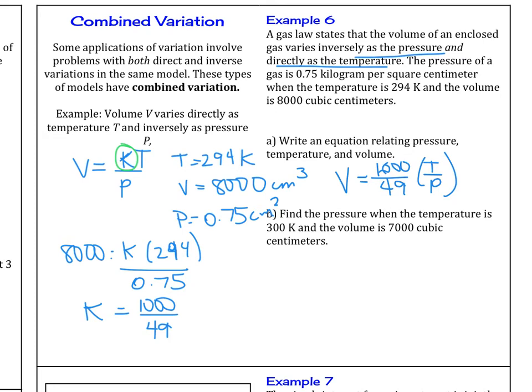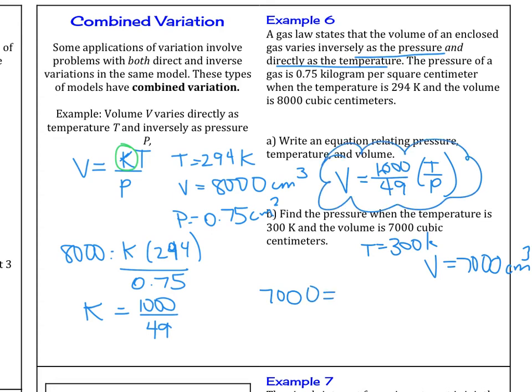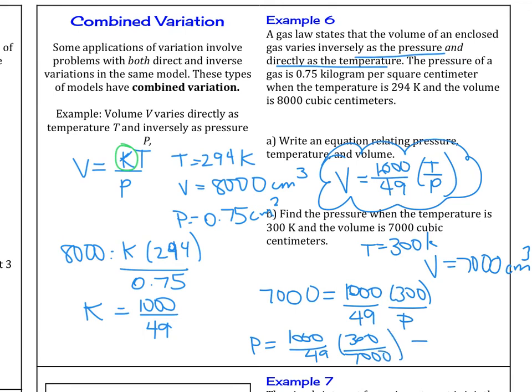So we're going to find the pressure when the temperature is 300 Kelvin and the volume equals 7,000 cubic centimeters. So we'll plug it in. We have 7,000, this is our formula, equals 1,000 over 49 times 300 over P. So to solve for P, I'm going to multiply P to both sides, then divide by 7,000. So it would be P equals 1,000 over 49 times 300 over 7,000. And you would plug that in, the pressure is going to be approximately 0.87 kilogram per square centimeter.